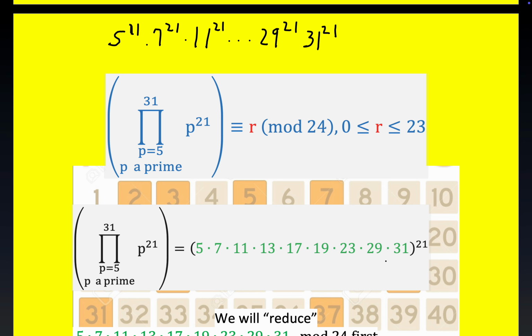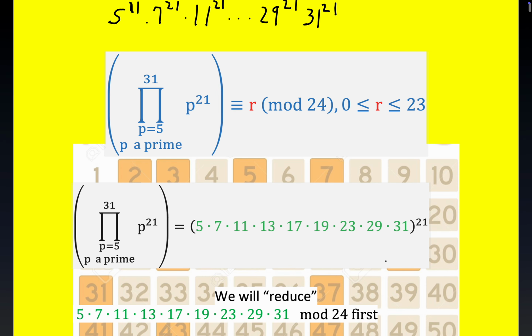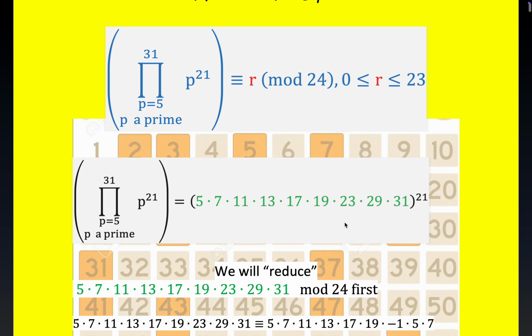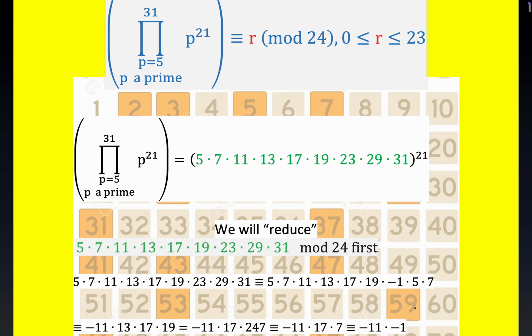All right, again, what good is that? Well, the laws of modular arithmetic indicate that we can reduce each of these numbers right here. When I say reduce, I mean find the remainders when you divide by 24, okay? Now, there's all kinds of ways to do this. I chose to go this route.